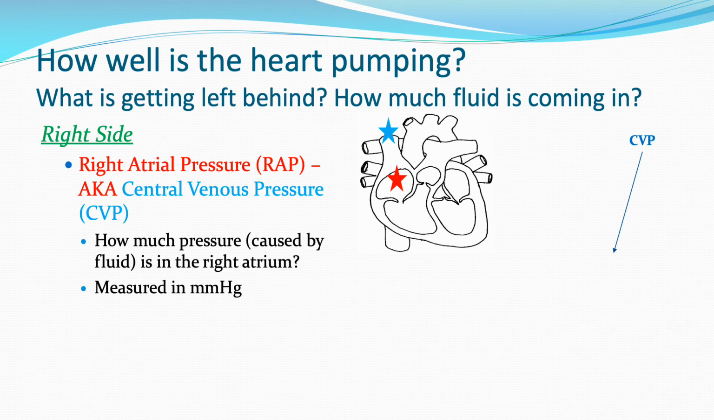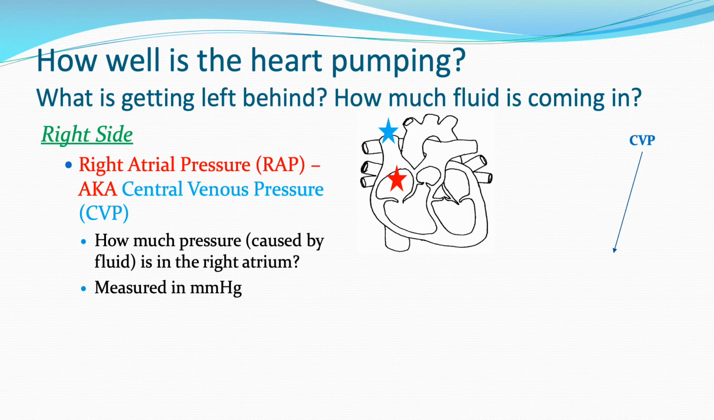Remember, we're looking at pressure in millimeters of mercury in the right and left atria. So beginning with the right side, we call pressure in the right atrium right atrial pressure, which makes sense. However, you will see a different name used much more commonly in the ICU, and this is central venous pressure. Now, why is that? Well, look at the red star to the right of the slide. That is the right atrium, and very technically and specifically the right atrial pressure.